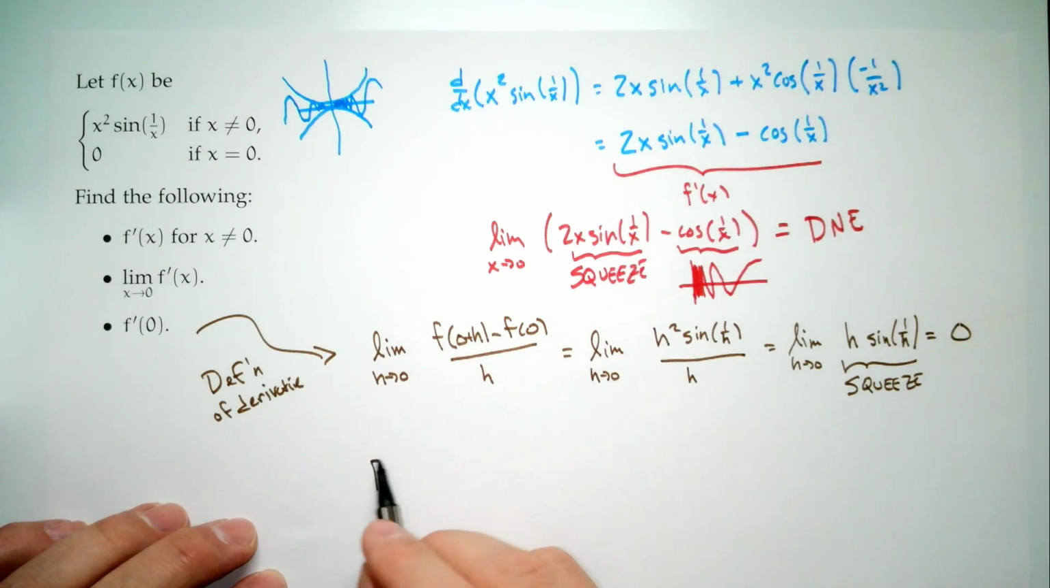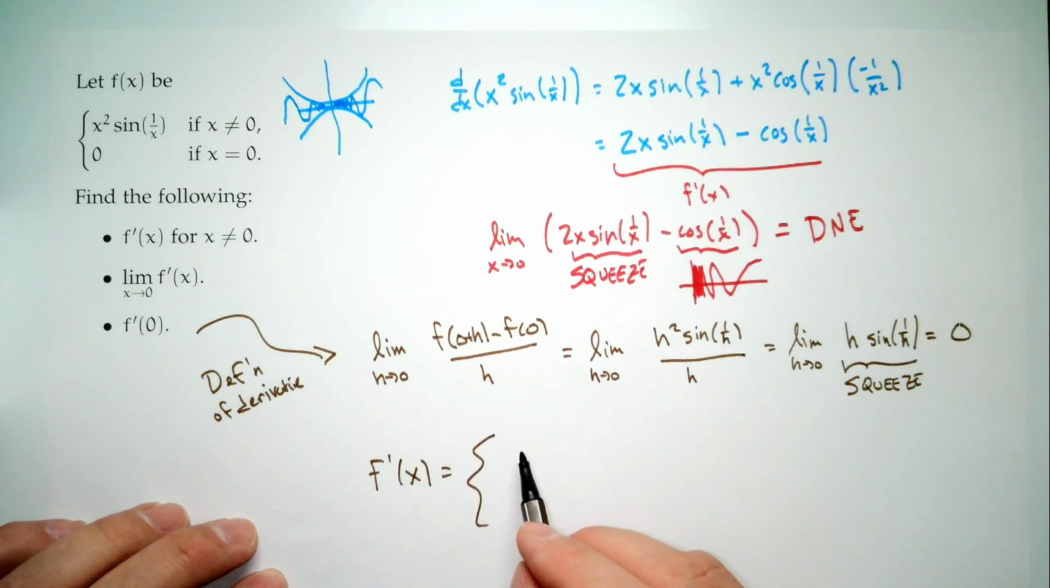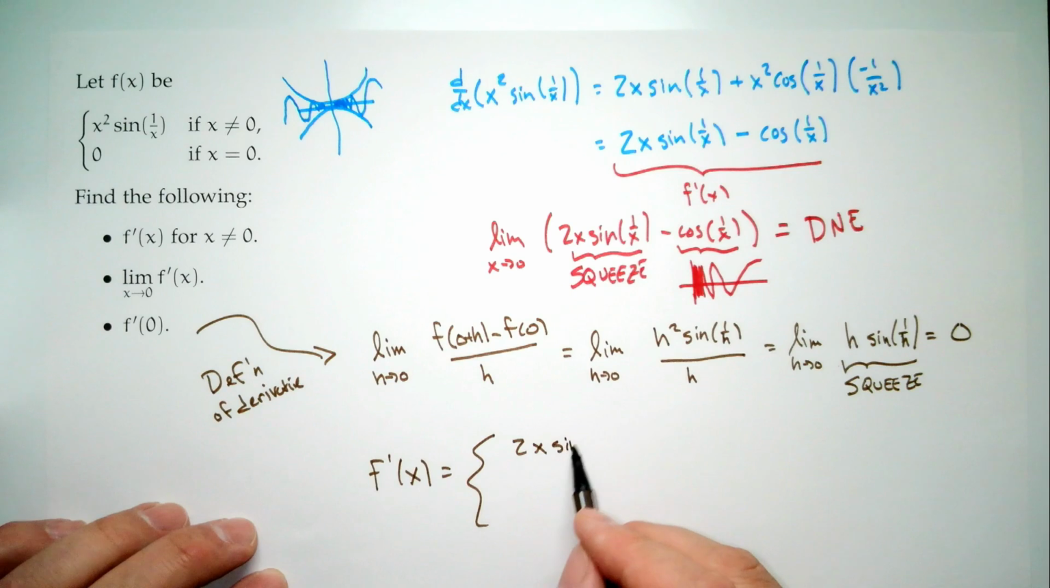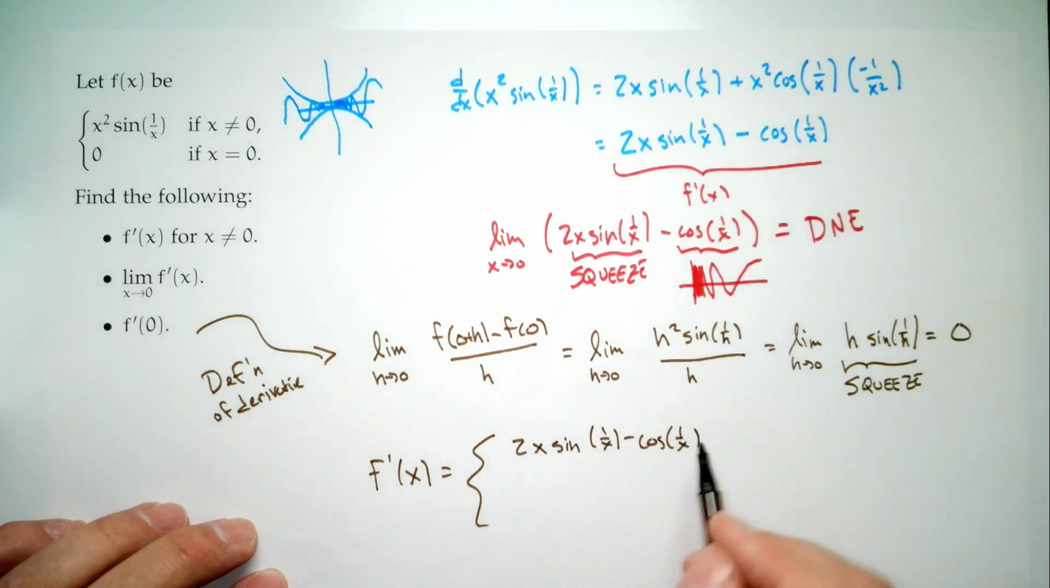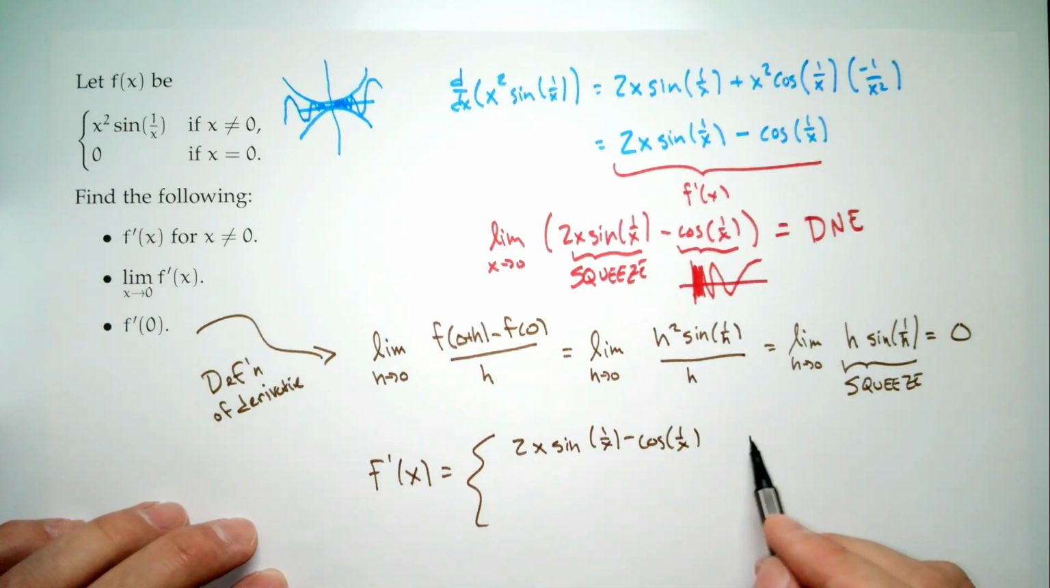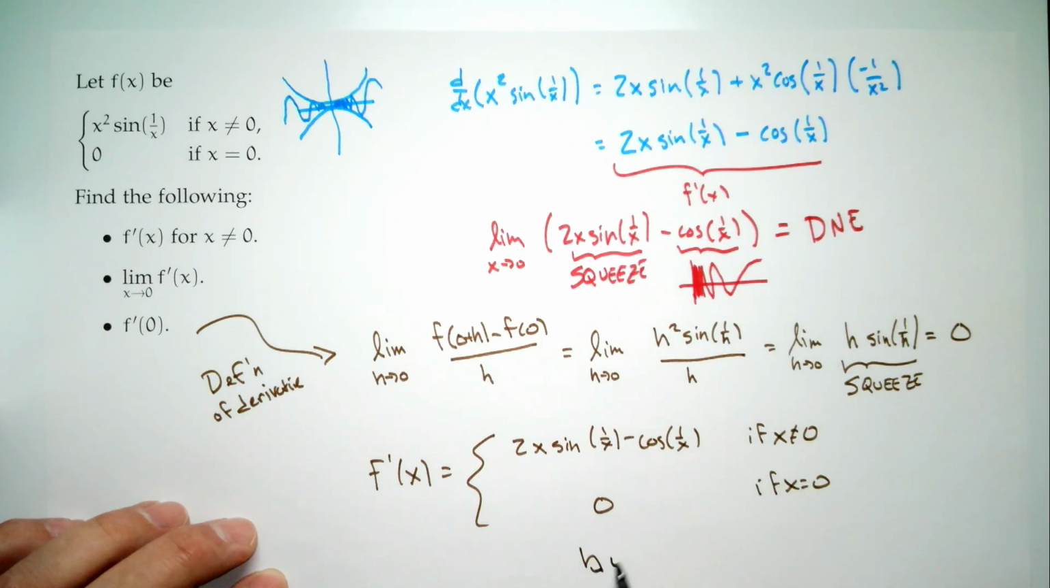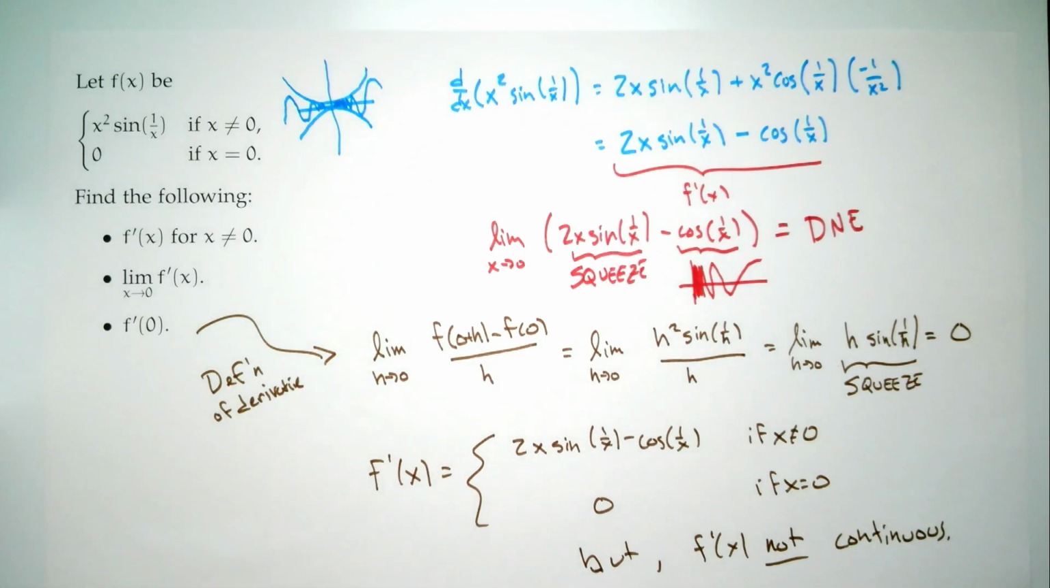So this is a function which has the following interesting fact. We can take the derivative literally everywhere, because we've checked. We have 2x sine 1 over x minus cosine 1 over x if x is not 0, and then it's 0 if x equals 0. But f prime of x is not continuous. So that's kind of strange.